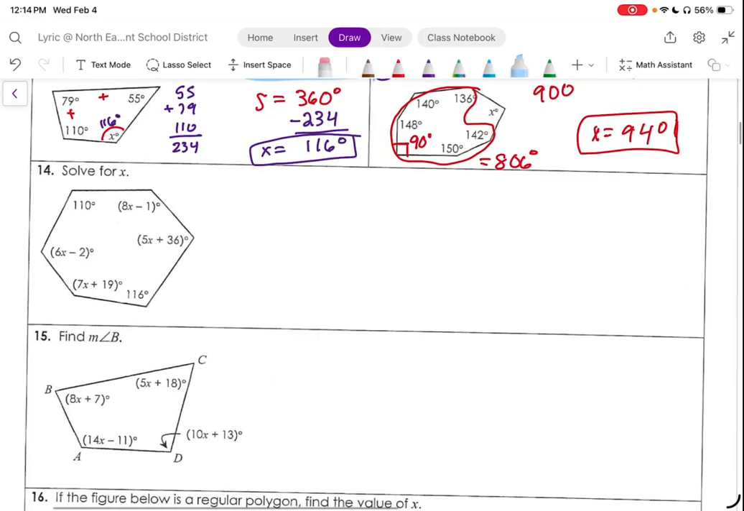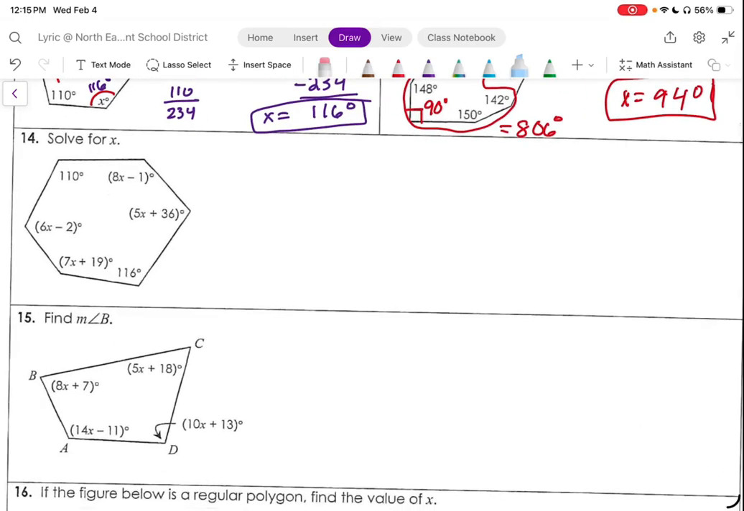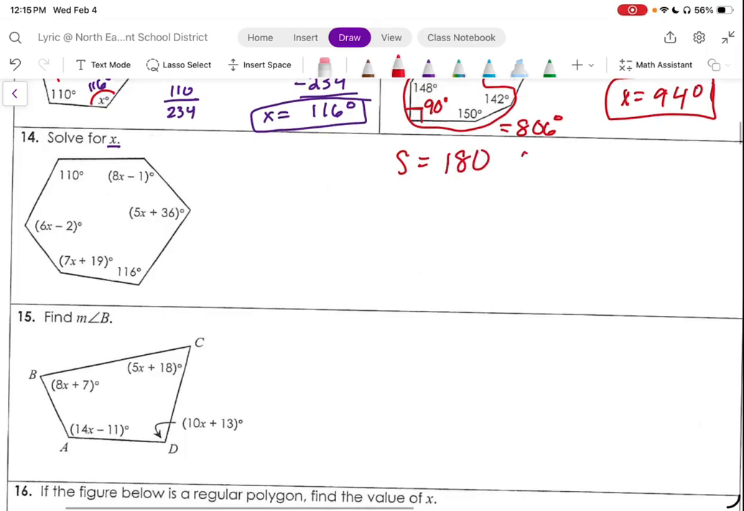All right, number 14. Same thing, well, sort of the same thing. Same situation, using it differently. We are looking for x in this problem, but x is included in all of our angle measurements. So we still use that same formula, S equals 180 times 6 minus 2, because there are 6 sides: 1, 2, 3, 4, 5, 6. That gives us 720.